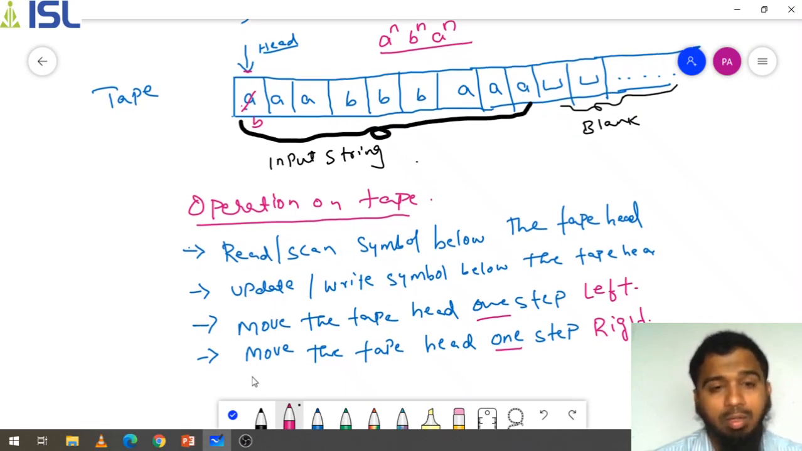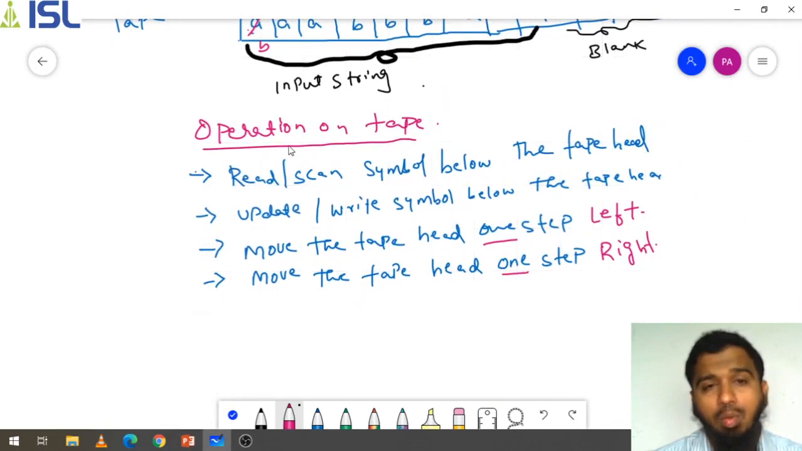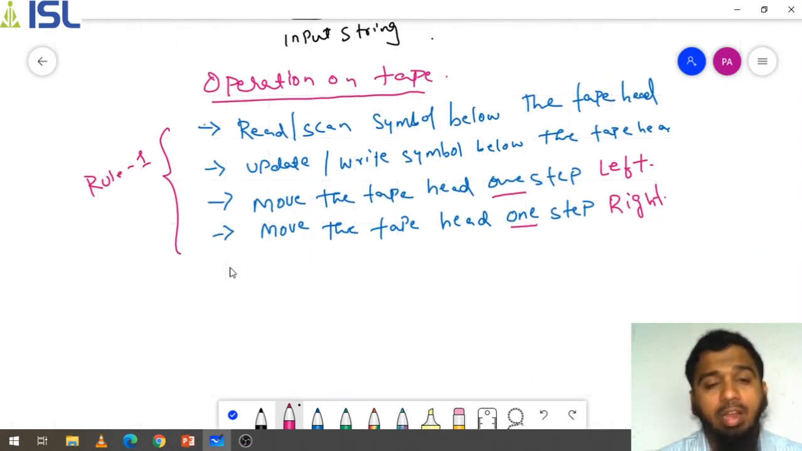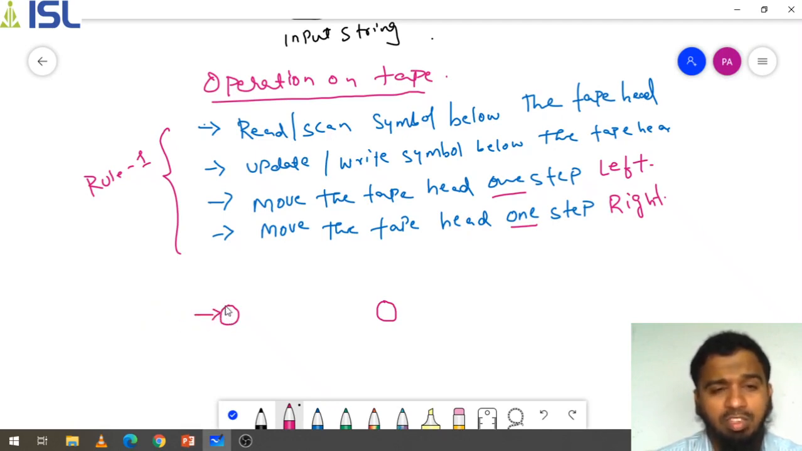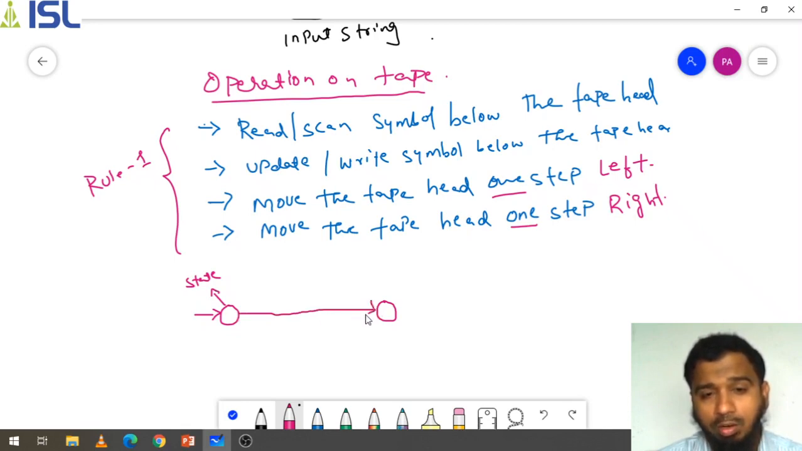In the operations there are also some rules. Consider all of this as rule 1. I will take an example and solve it. This is one state and this is another state. For understanding purposes I am writing this state, and it is going from here to here.